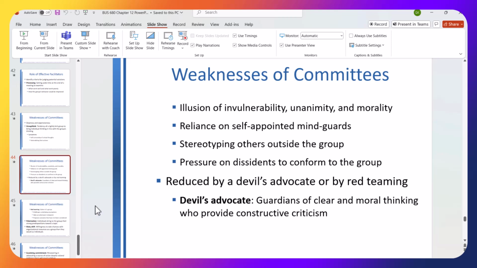Illusion of invulnerability, illusion of unanimity and morality, reliance on self-appointed mind guards, stereotyping others outside of the group, pressure on dissenters to conform to the group, reduced by the devil's advocate or by red teaming. Devil's advocate: guardians of clear moral thinking who provide constructive criticism. So when things are not going well, you have the devil's advocate come in and say, let's look at this and figure out how we can actually do this, and consider it to be constructive and not destructive in nature.